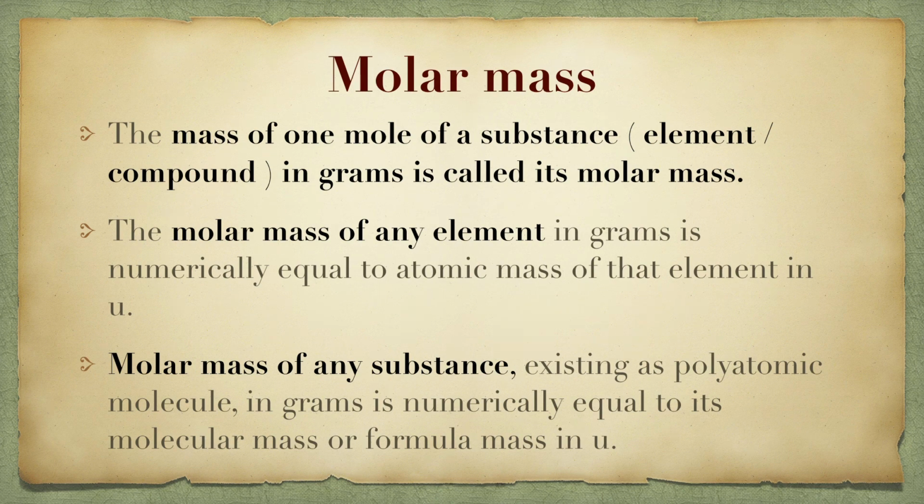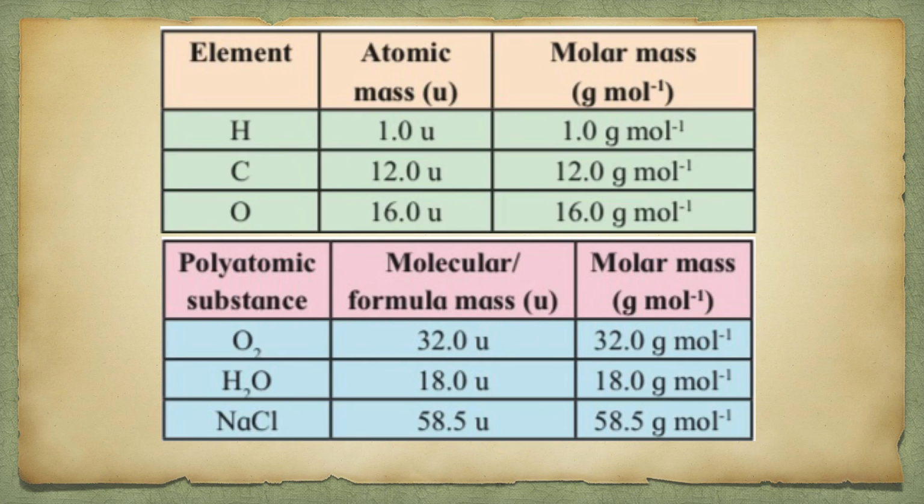molar mass. The molar mass of any element in grams is numerically equal to atomic mass of that element in U, and the molar mass of any substance existing as polyatomic molecule in grams is numerically equal to its molecular mass or formula mass in U. So basically, if my molecular mass is expressed in gram, that is nothing but equal to molar mass. Some examples are given over here.